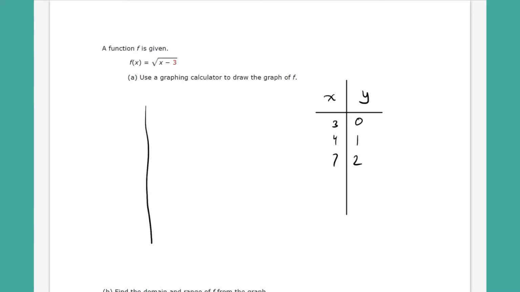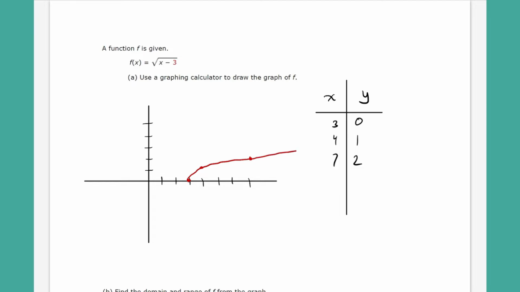So now we have enough points to graph a root function. So the first one is going to be 7, 2. The next one would be 4, 1. And the last one would be 3, 0. So there is our root function, our square root function. It's shifted 3 units to the right.